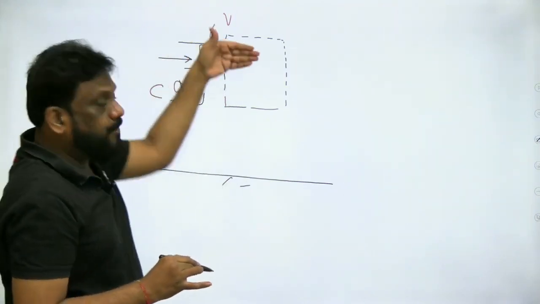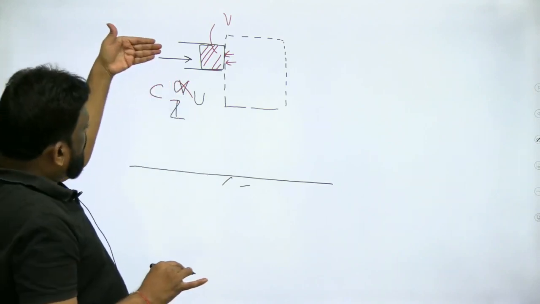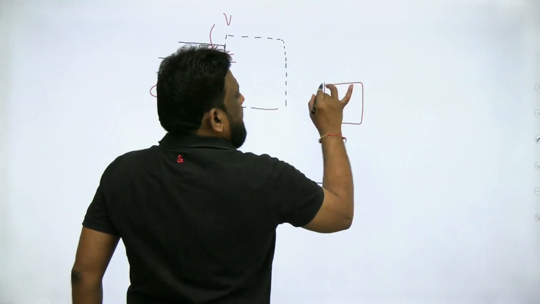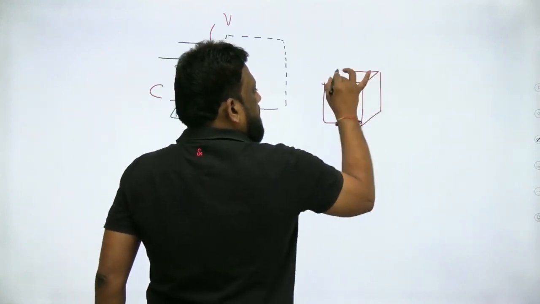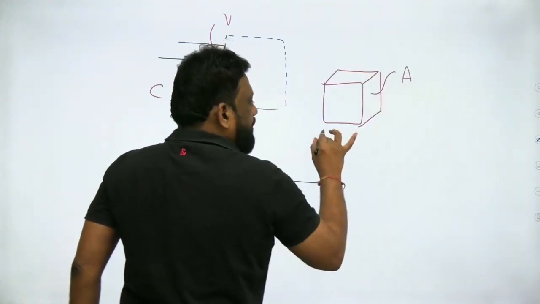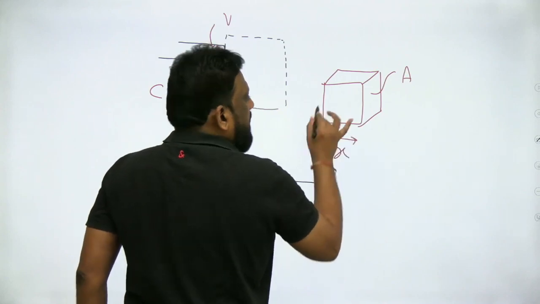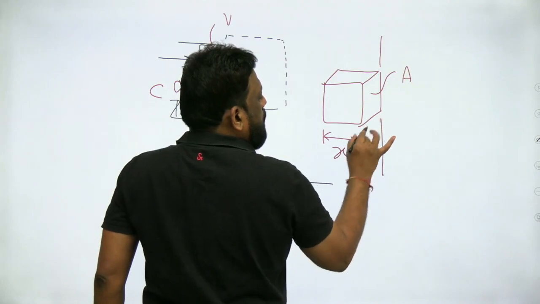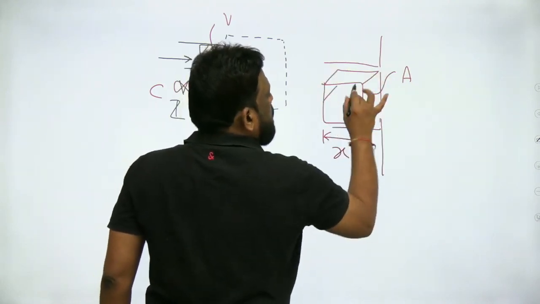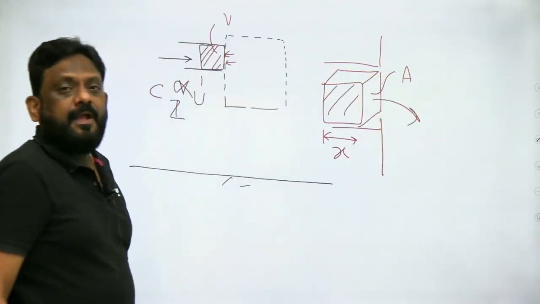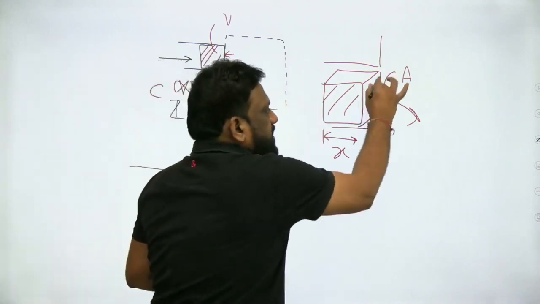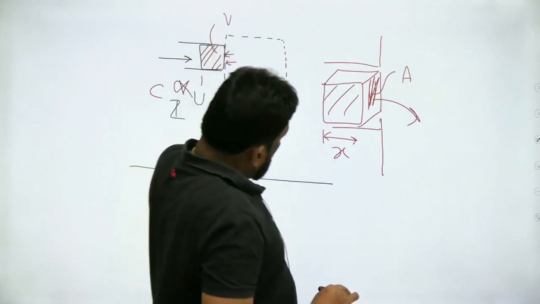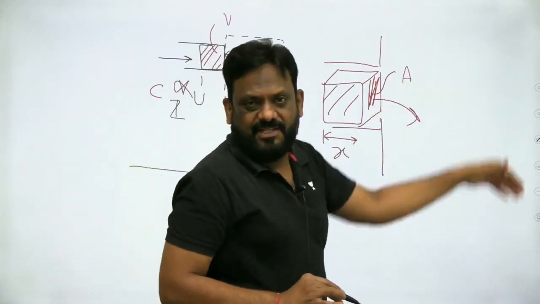Now it has to move. Definitely some work is to be done. Let us assume the area of the fluid element is A, and let its length be x, and it is about to enter the control volume. This portion is about to enter the control volume. Definitely, if the pressure is P here, to overcome that, some work is to be done. Some force is to be applied so that it enters.